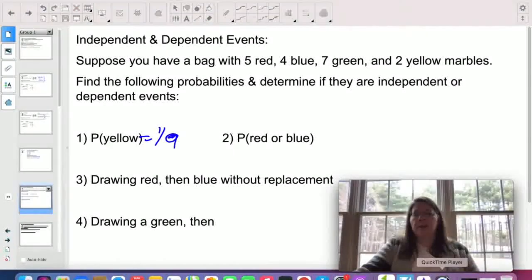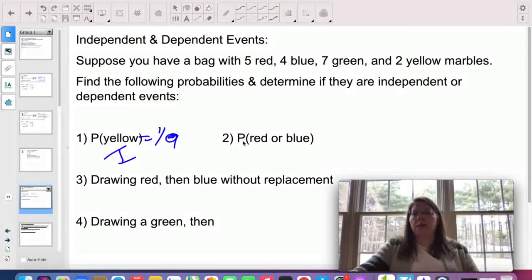And let's think about that. Is that probability of drawing a yellow, does that depend on anything else happening, or is that going to be an independent event? Well, since we're only drawing one time, that would be an independent event. So I would put an I for independent.